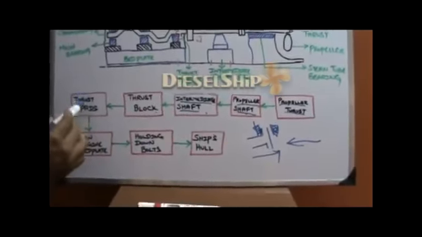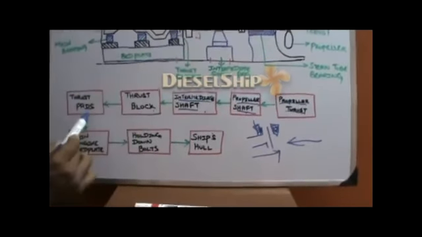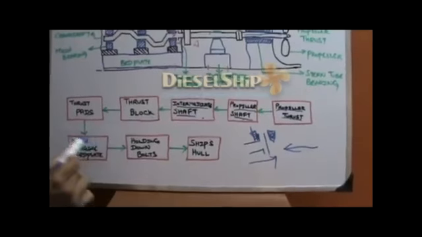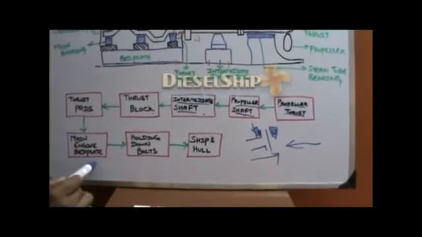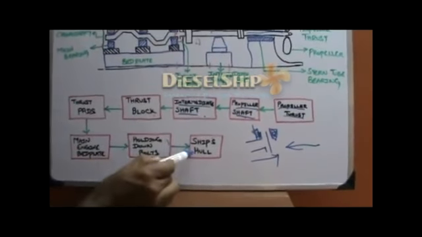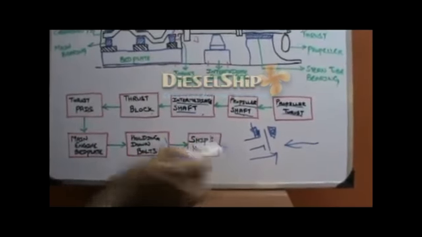So the thrust pads absorb the propeller thrust, and since the thrust pads are located inside the thrust block, which is bolted to the main engine bed plate through the holding down bolts, and the holding down bolts are bolted to the ship's hull, the ship starts to move.